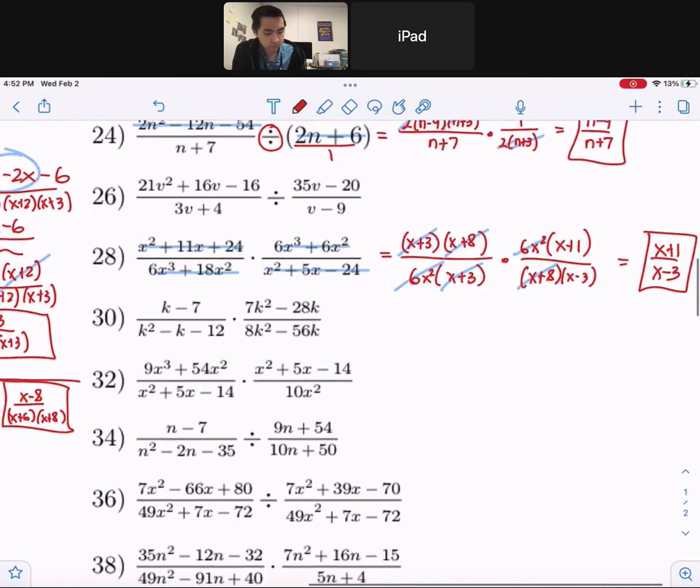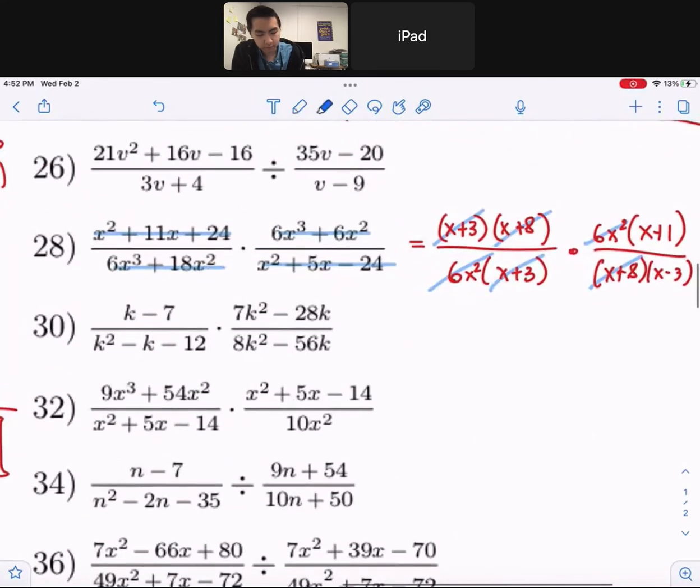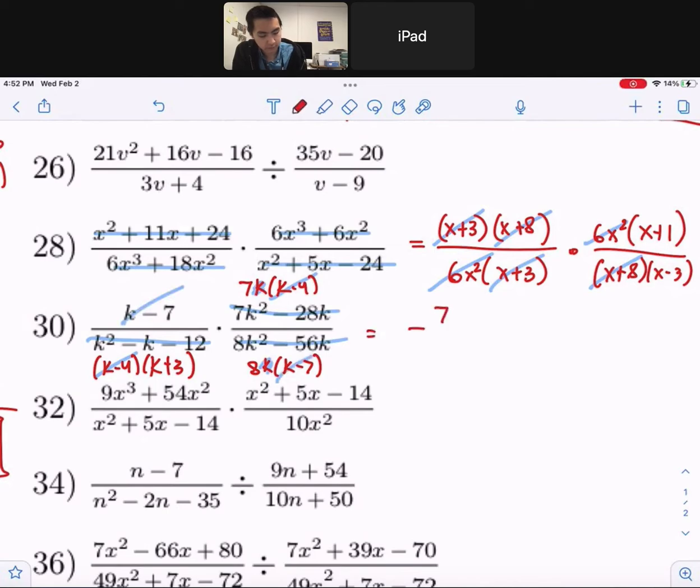And number 30. Okay, we can factor all three of those. So we can factor out a 7k to get k minus 4. We can factor out an 8k to get k minus 7. And here, the x method, k minus 4 times k plus 3. And then you can start canceling. k minus 4s cancel. This k and this k cancel, and the k minus 7s cancel. So all you have left is 7 over 8 times k plus 3.